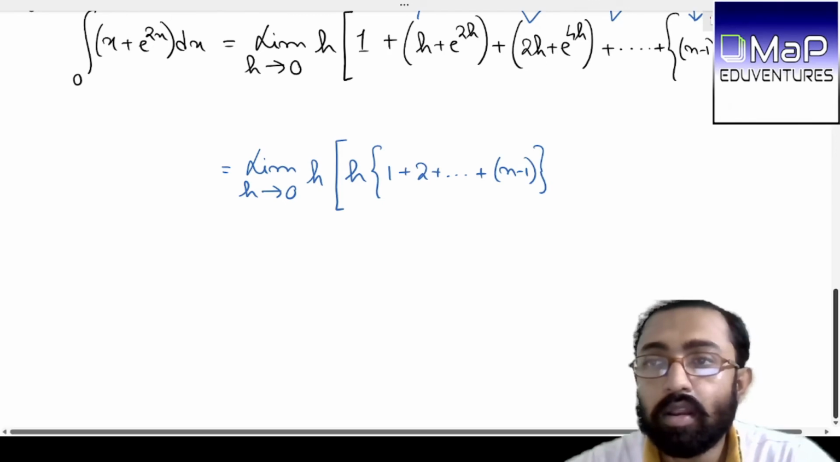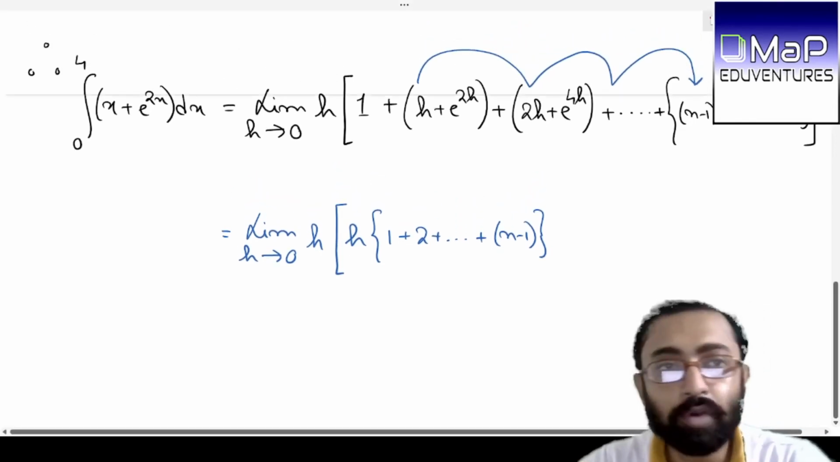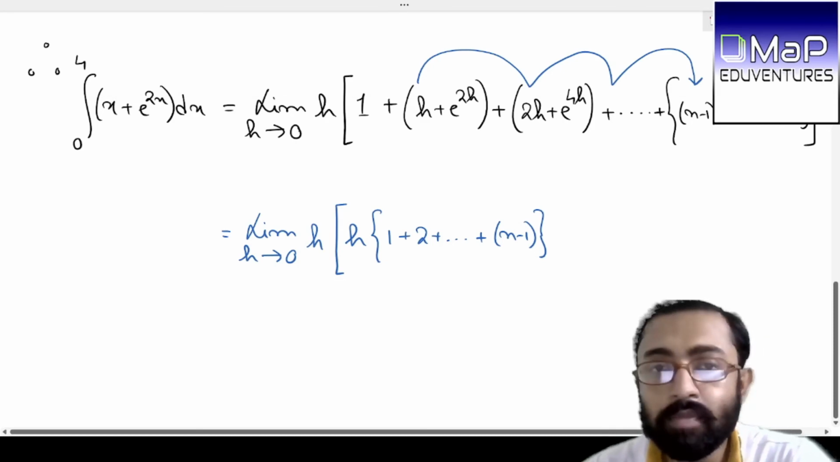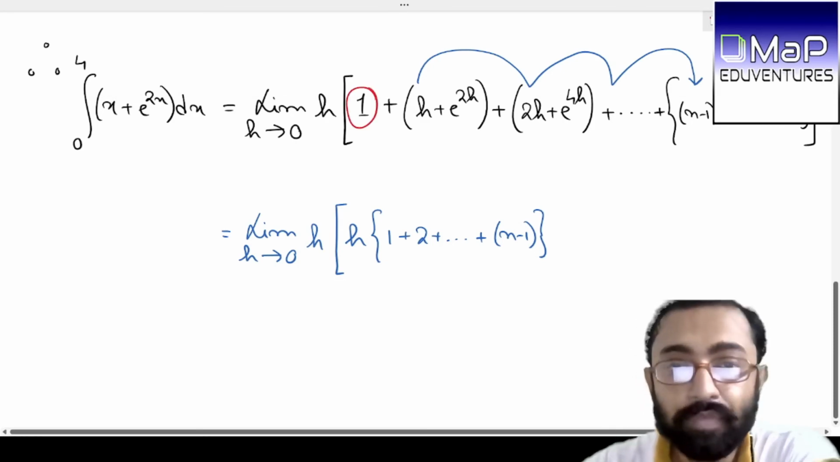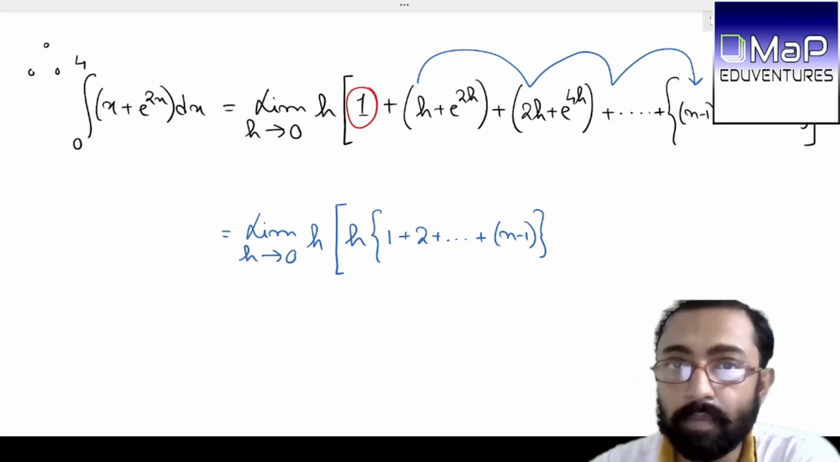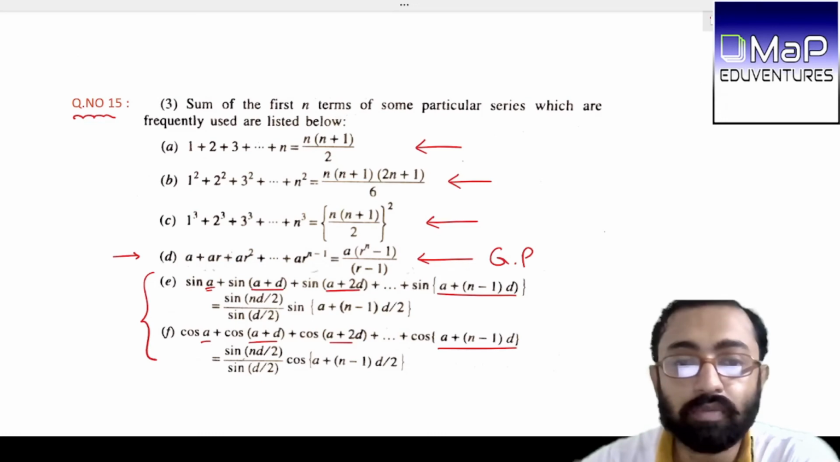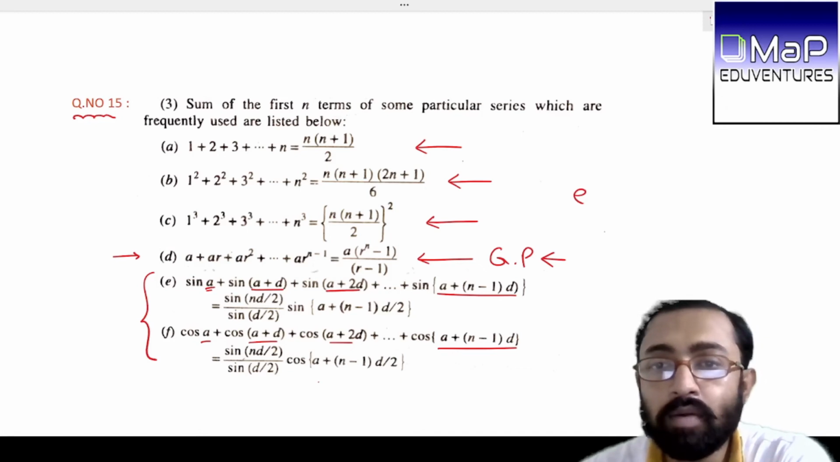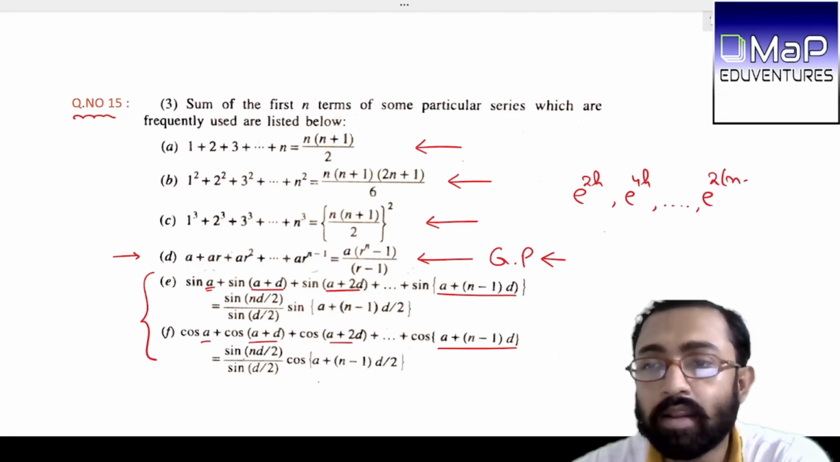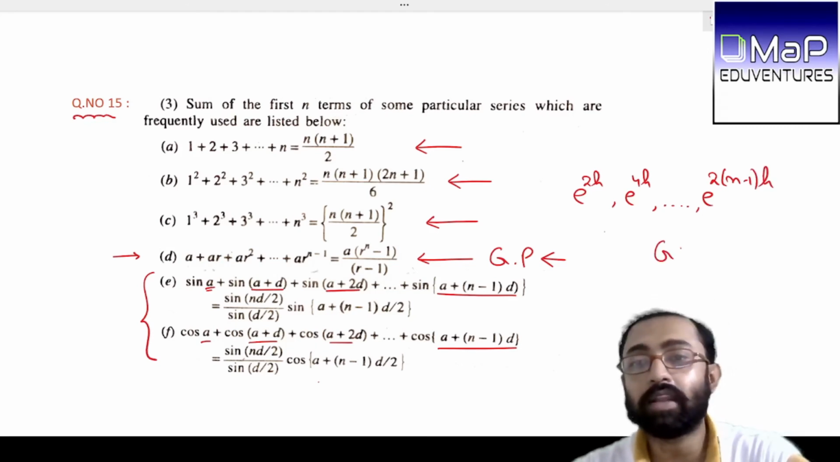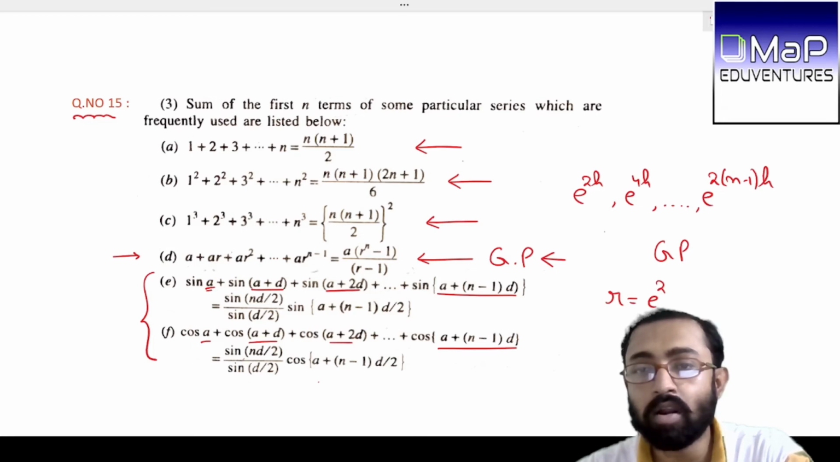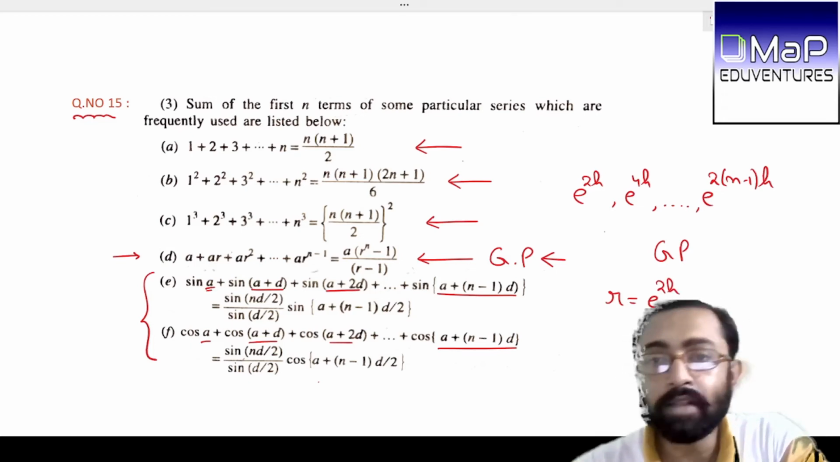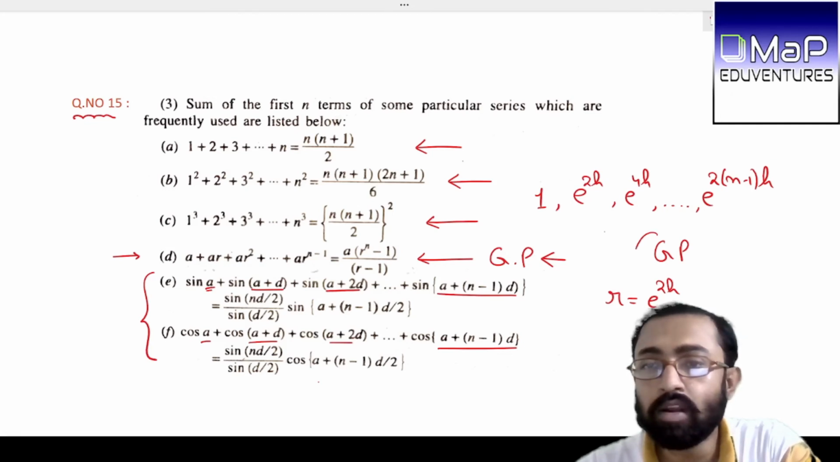Now, for the exponential function, we will write a particular term as a sequence. But what about this one? We have to take the exponential separately. Now the procedure is different. Now if you observe this GP, e to the power twice h, e to the power 4h, this sequence up to e to the power 2 times of n minus 1h is in GP. It is in GP with common ratio e to the power twice h. Now if we take the one out separately, it will still remain a GP.